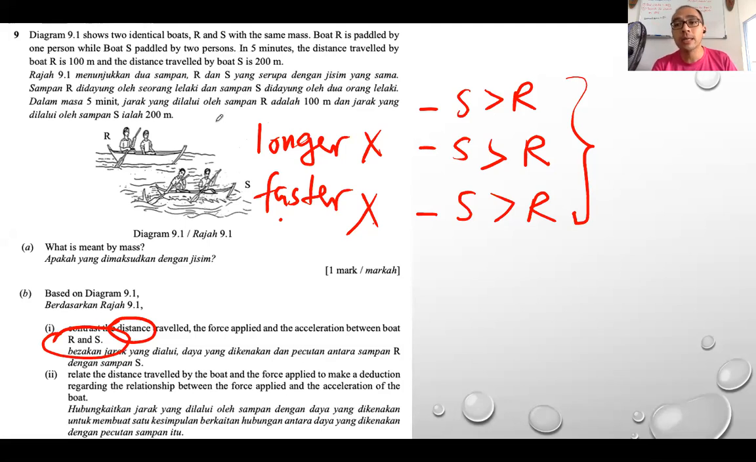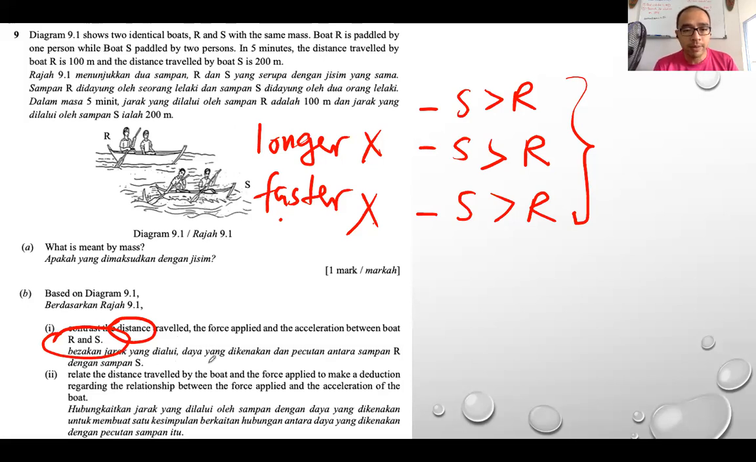Okay, bigger, smaller, higher, lower, greater, lesser. These are the only six words that you should be using. Okay, and you need to set it in your mind that you need to use these words. Avoid using the words longer, shorter, faster, and slower. Saya boleh membebel pasal ni for 1 hour. So don't make me membebel.